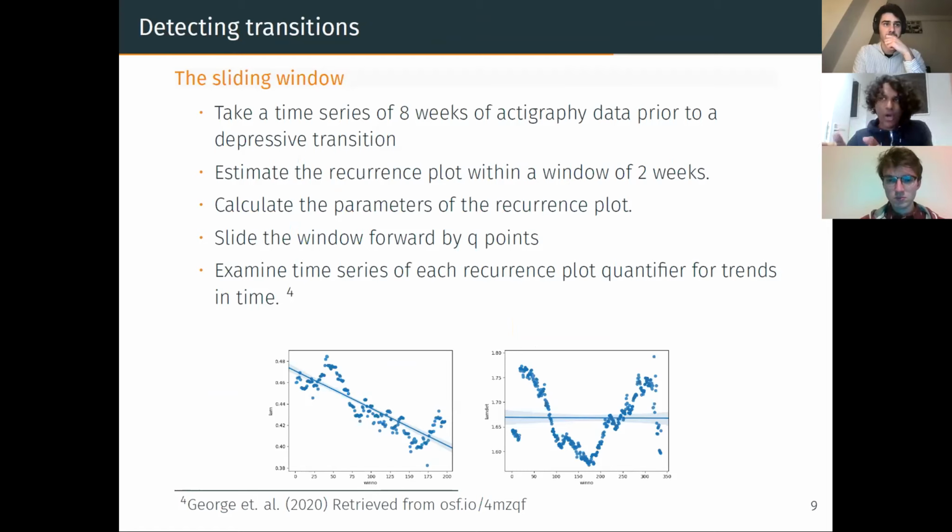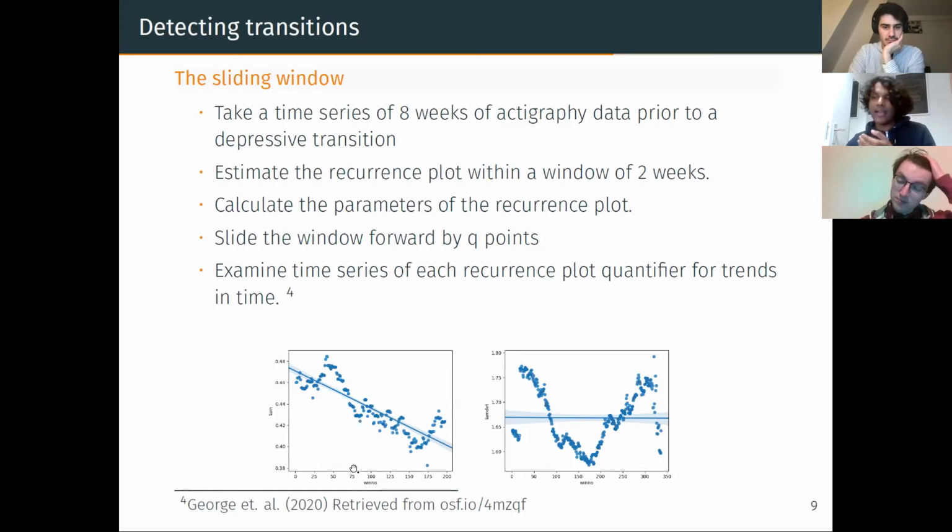And then we shift forward by some Q points, in my case by about 20 points. Then we calculate the recurrence plot and the parameters again, right? And we keep shifting this. We end up with a time series of each recurrence plot quantifier, something like you can see in these figures. And we look whether this time series has any trends in time.